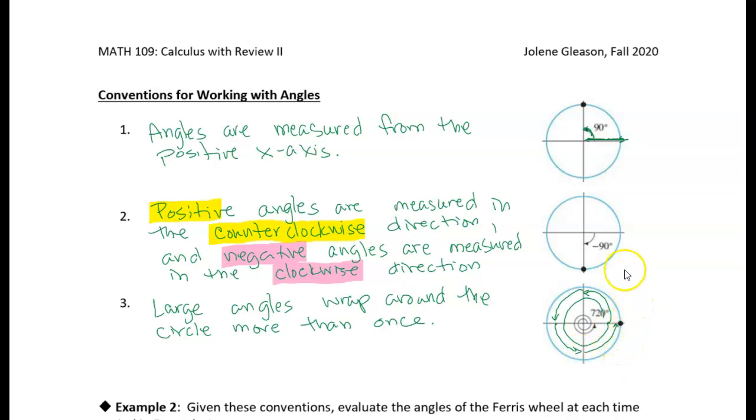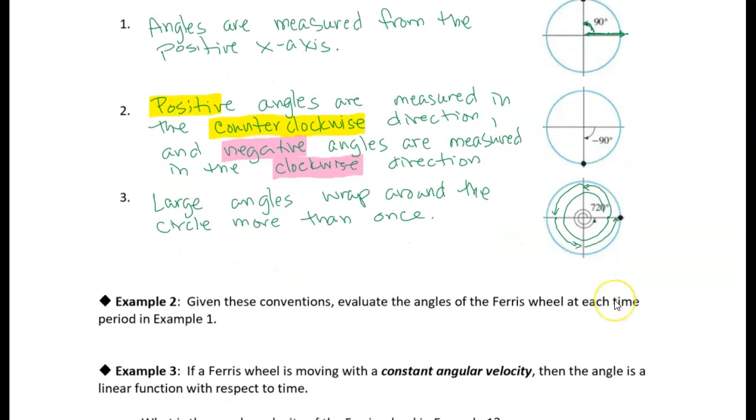So we can just keep going around and around and around, just like the Ferris wheel, and the angles can just keep getting larger. Now we can also go in the negative direction as well, and wrap around the circle more than once there too. All right, so let's take a look at example 2.